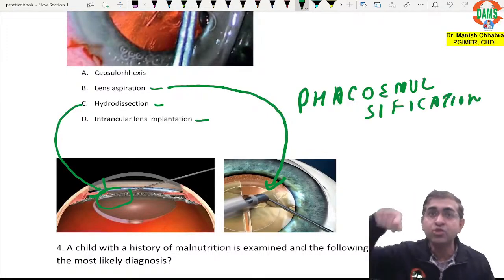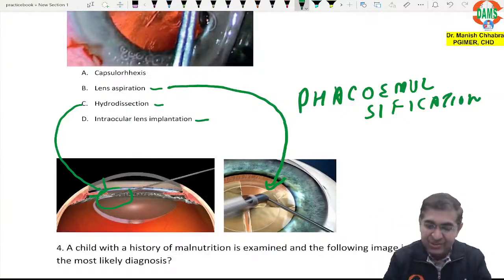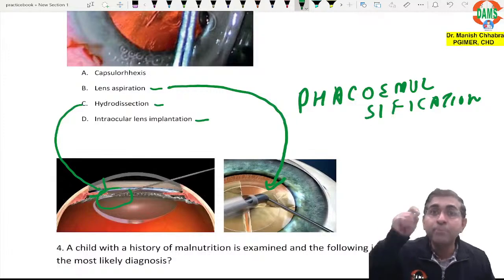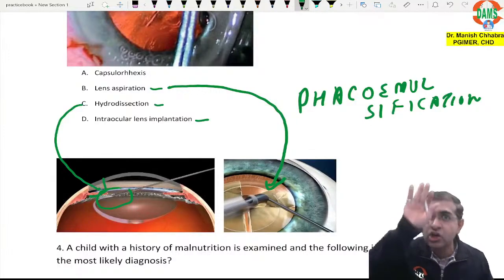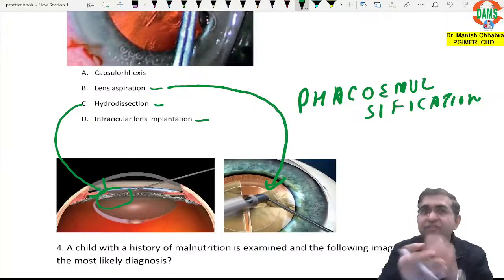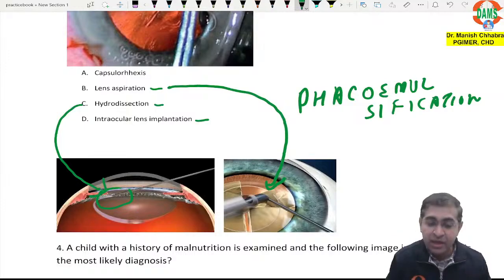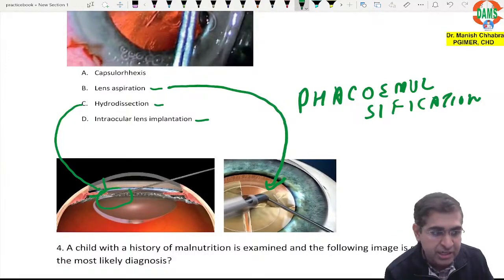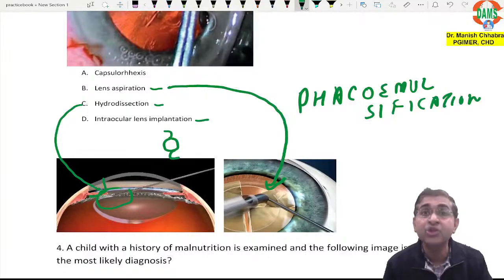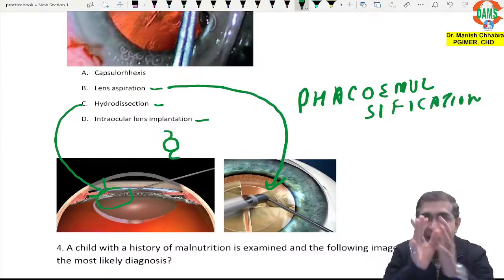You break it, you phacoemulsify it, and you aspirate it. So this is your phacoprobe, and there is a foot control by which you are aspirating. You are emulsifying and aspirating the liquefied lens. And intraocular lens implantation is when you implant the artificial IOL after extracting the cataractous lens.